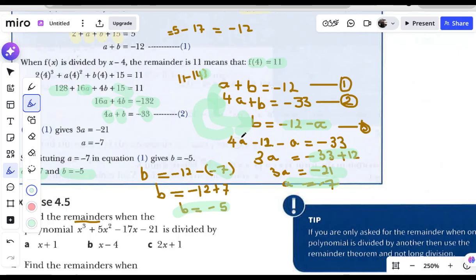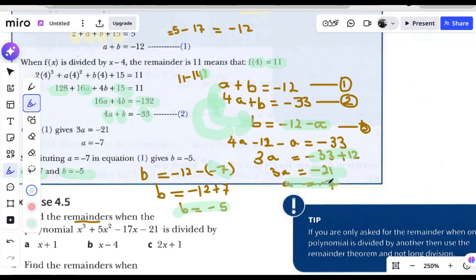Collect like terms. 4a minus a, I get 3a. This negative 12, we move it to the right. It becomes minus 33 plus 12. When 12 goes to the right, it becomes plus 12. So I have 3a equals negative 33 plus 12, which is negative 21. 3a equals negative 21. Divide both sides by 3, a will be equal to negative 7.